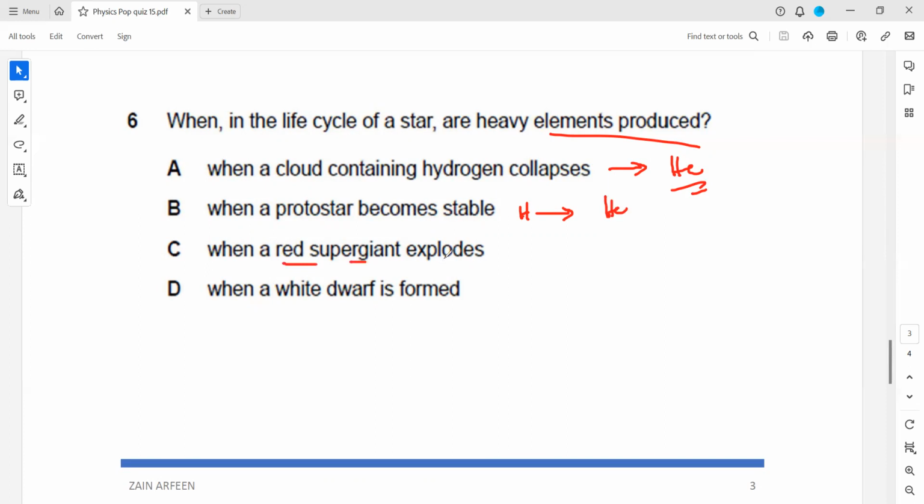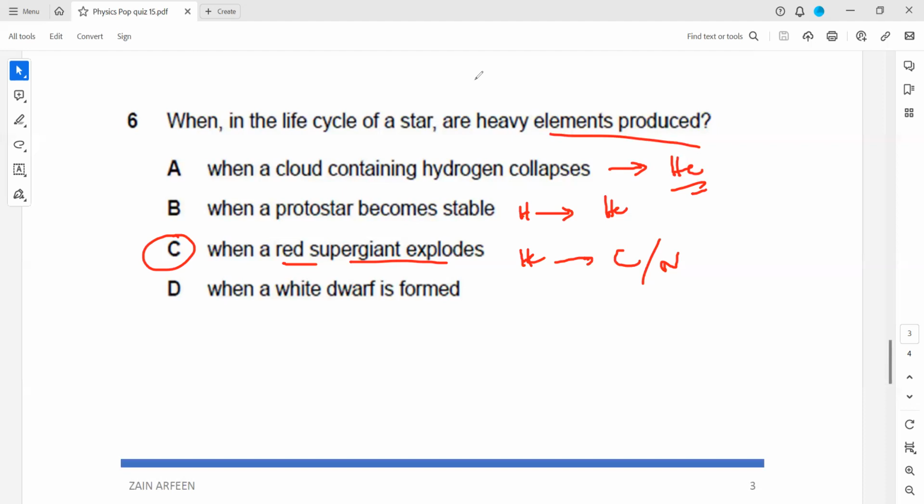When a red supergiant explodes, that is a massive star exploding, it starts helium fusion and it releases heavy elements such as carbon, nitrogen, and other heavy elements. When a white dwarf is formed, the star will eventually turn into a black dwarf and it will cool down. When it turns into a white dwarf, there is no further fusion happening.